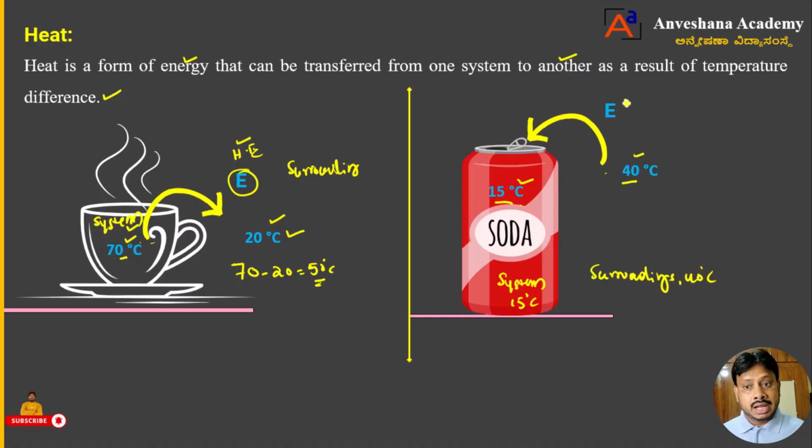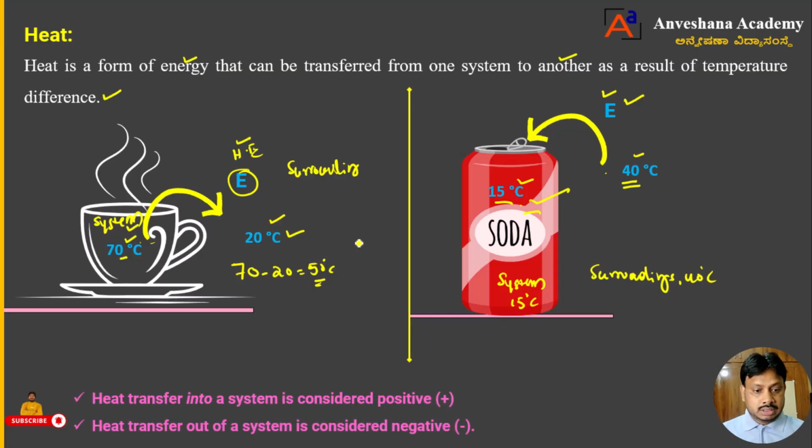That energy we will call heat energy. A kind of energy is going to transfer from the high temperature region to the low temperature region. But in this case, we can see the heat is going to transfer from the surrounding to the system, whereas in the earlier example heat transfers from the system to the surrounding. A kind of energy is transferring from system to surrounding or surrounding to system because of temperature difference. That kind of energy we are going to call heat energy.